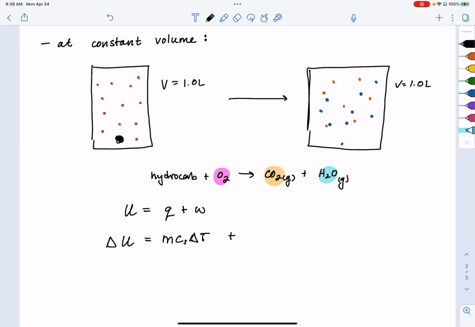plus our pressure volume work. And remember, this pressure volume work is expressed in terms of an external pressure that's being fought against. So this has a minus sign. So this would be minus P delta V. And if we look at this particular scenario, we have a fixed volume, meaning that before the reaction and after the reaction, our volume's the same. So this delta V term here is 0.